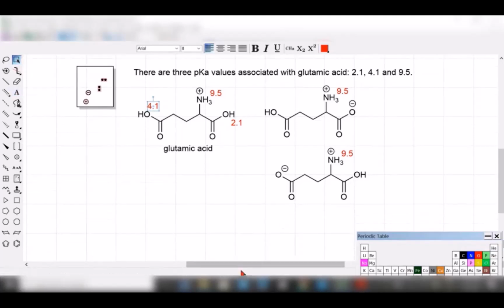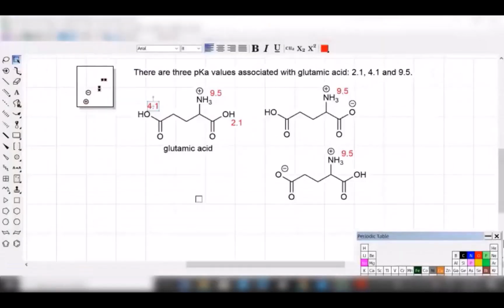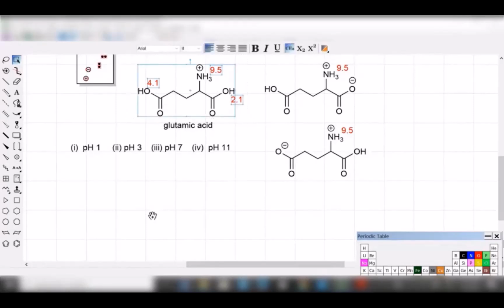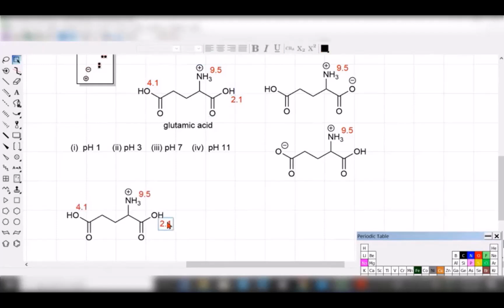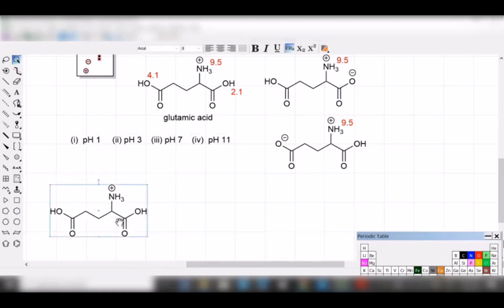Then, with this idea in mind, you can easily answer this, right? The major species at the different pH. What is the major species at a different pH? So with this idea in mind, does it make sense that at pH 1, which is way below 2.1, everything will be protonated? Does it make sense? Everything will be protonated. So this is the major species at pH 1.